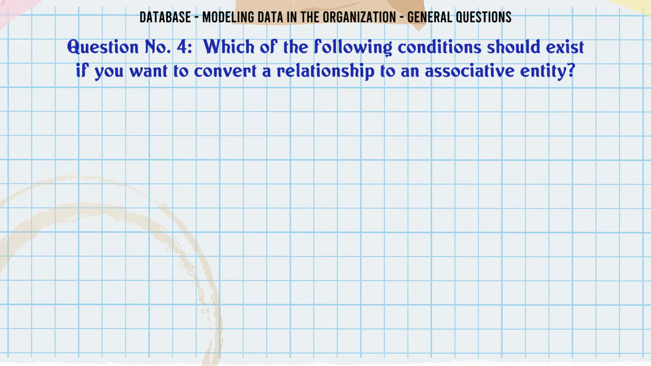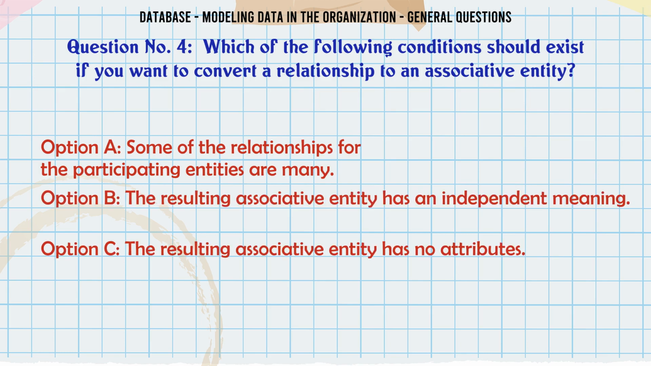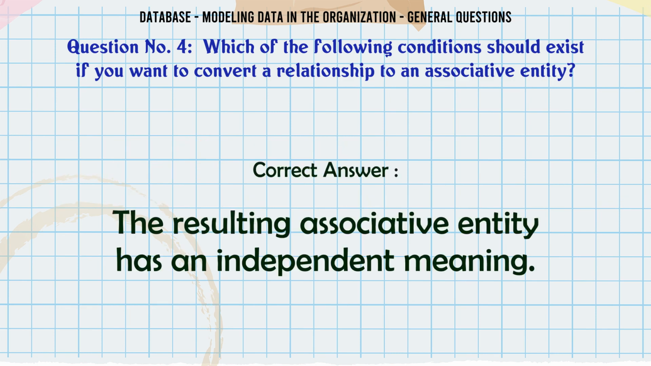Which of the following conditions should exist if you want to convert a relationship to an associative entity? A. Some of the relationships for the participating entities are many. B. The resulting associative entity has an independent meaning. C. The resulting associative entity has no attributes. D. All of the above. The correct answer is the resulting associative entity has an independent meaning.